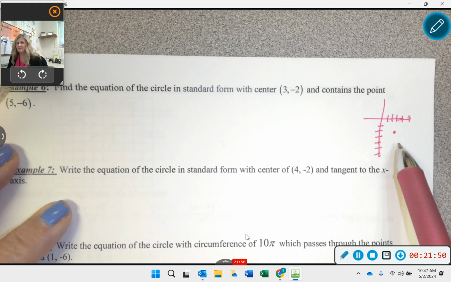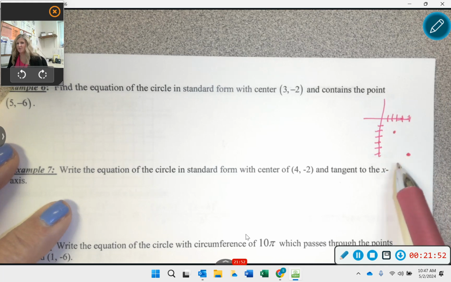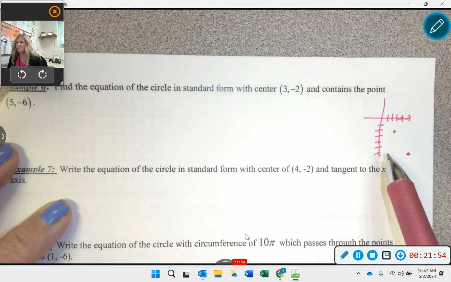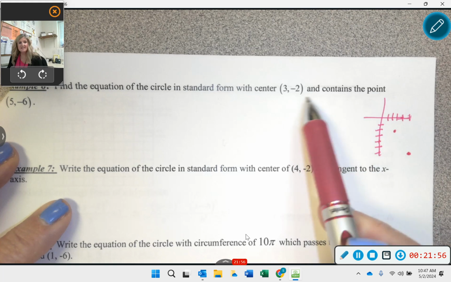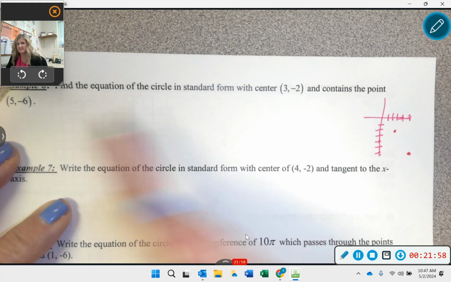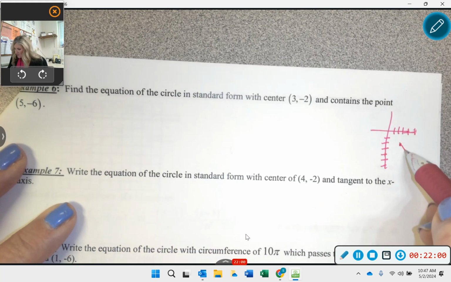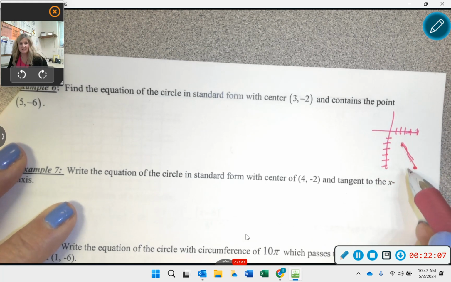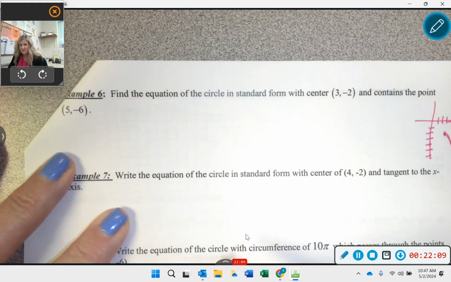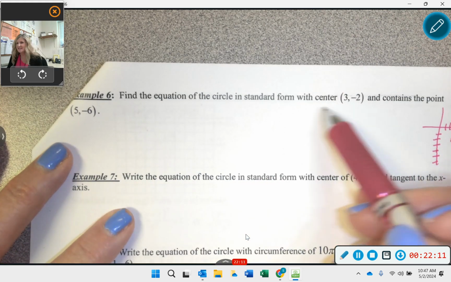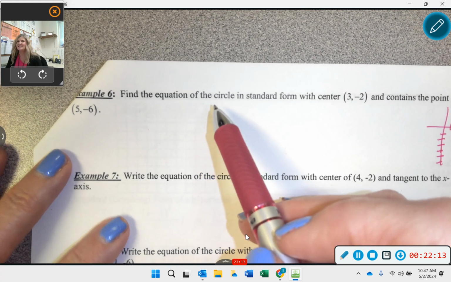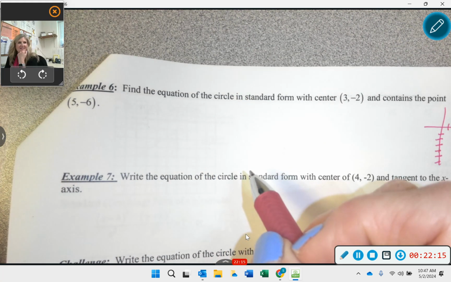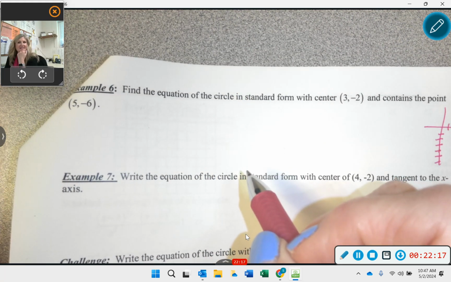What am I going to have to know in order to find the radius of this circle? The distance, right? I need to know the distance between these 2 points. Because this isn't just straight out to the right, left, up, or down. So I got to use the distance formula. I'd love for you to be able to use the distance formula really fast. Does anybody already know what the answer is for the radius?